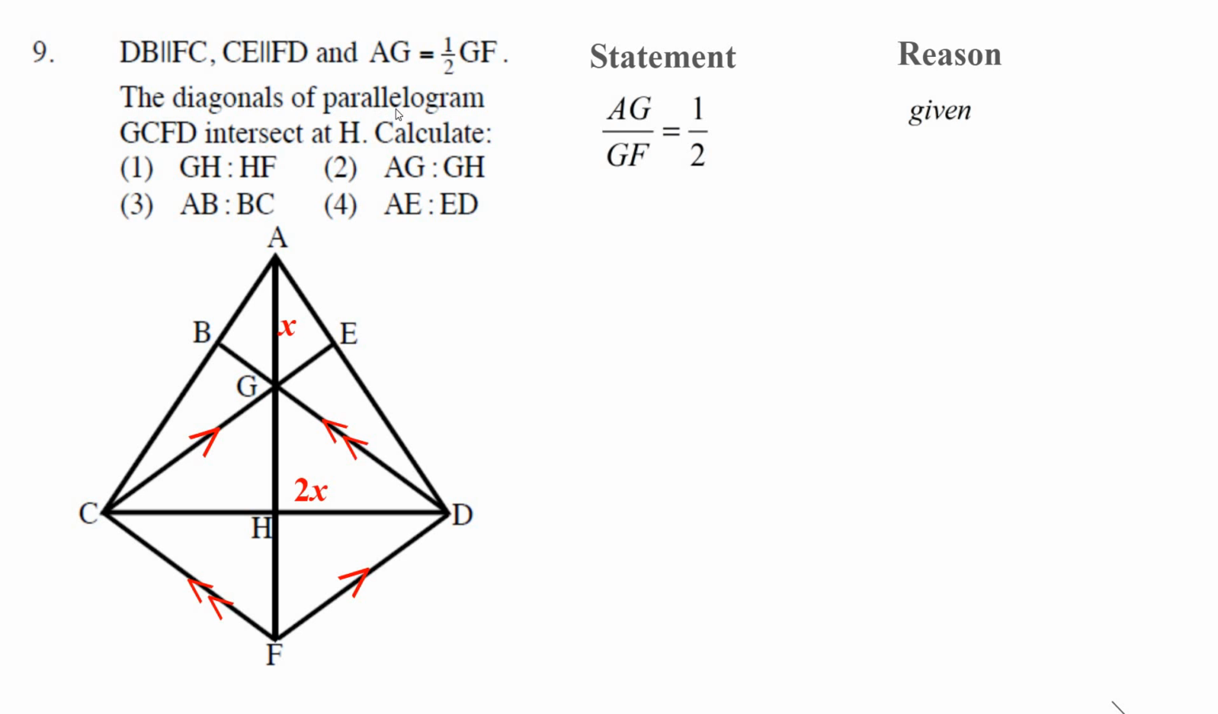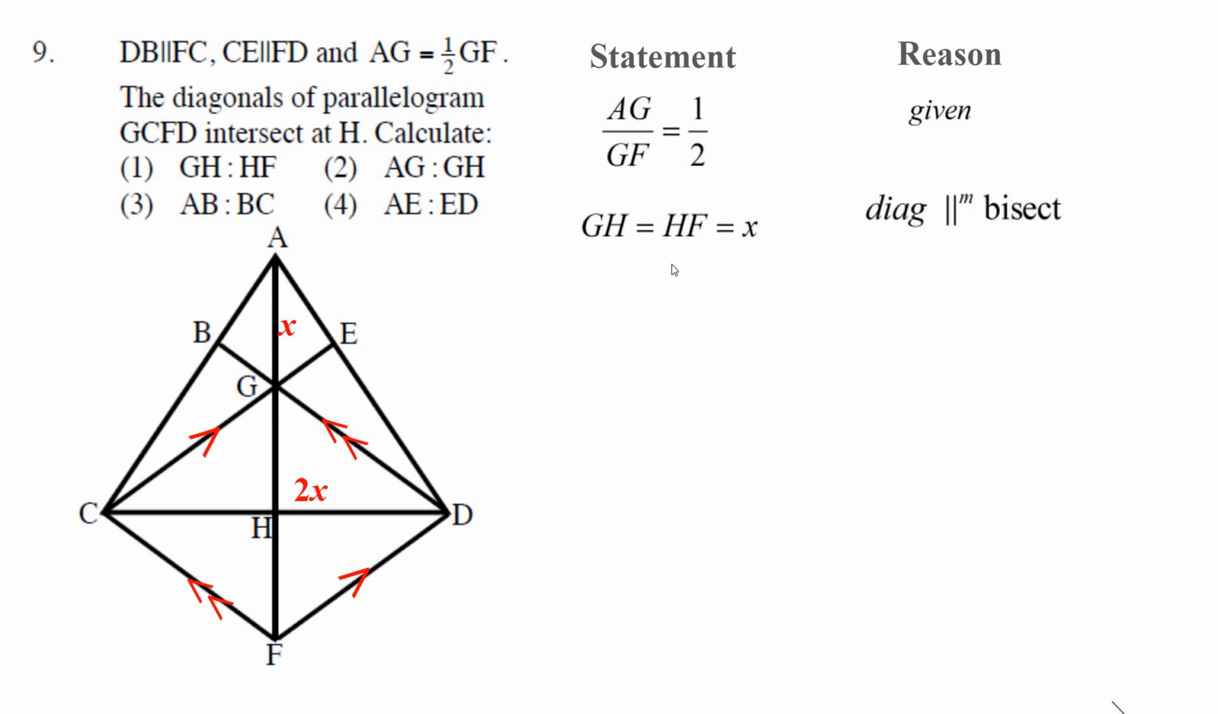Well, what else did they tell you? That the diagonals of a parallelogram, that's the parallelogram GCFD, two sets of parallel lines, they intersect at C. But what do we know about the diagonals of a parallelogram? They cut into each other into equal pieces. They bisect each other. So we could say that GH and HF both have to be x, because it's 2x all the way across. We just figured that out. And why? Because the diagonals of a parallelogram bisect.